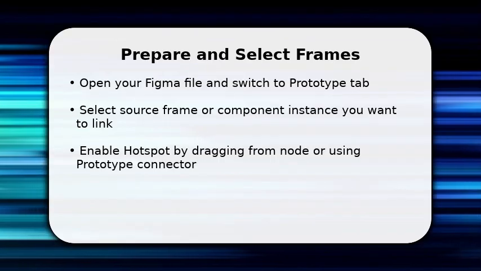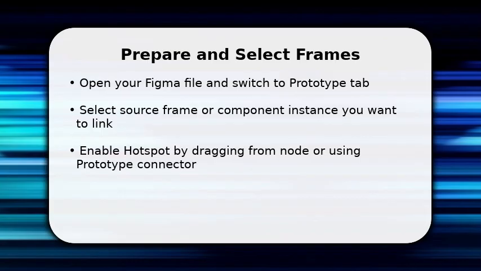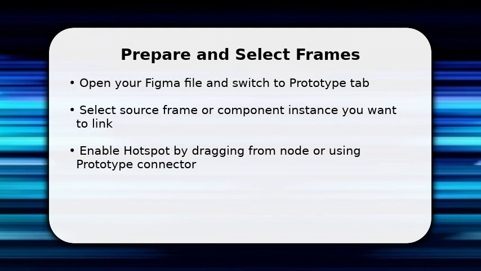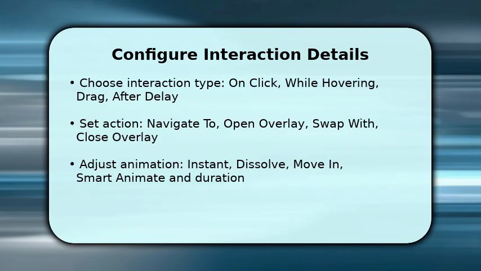Once done, name the frame logically so you can reuse links. This immediate linking avoids building overlays before you confirm navigation paths. Now refine how the link behaves. You'll pick an interaction trigger like on click or while hovering. Choose on click for button-like elements.